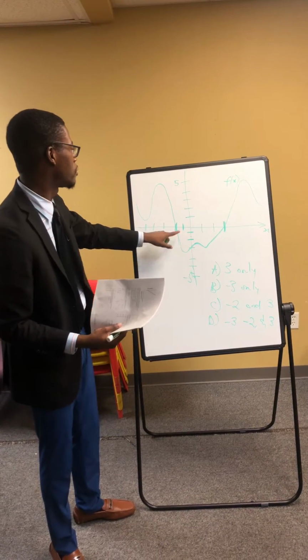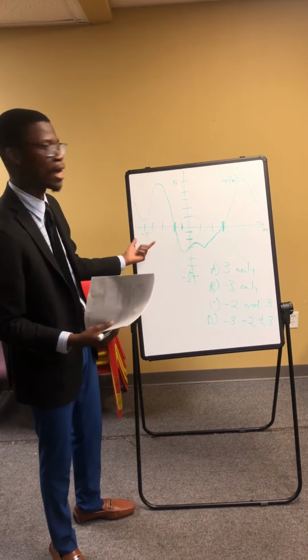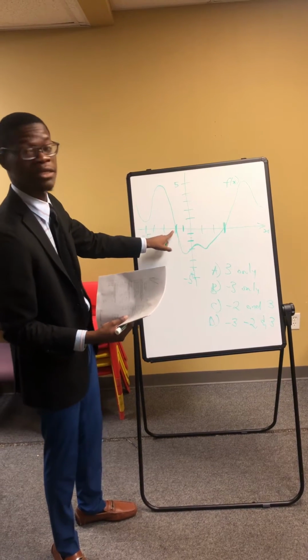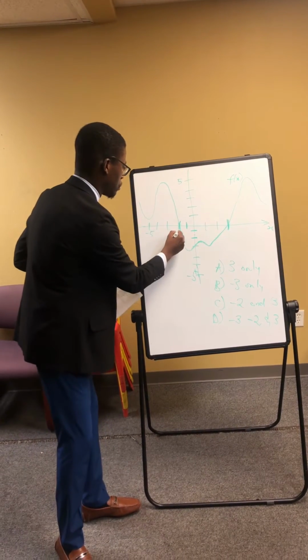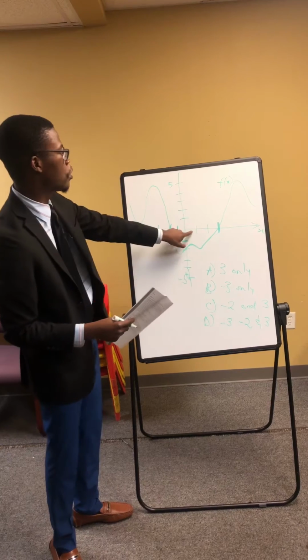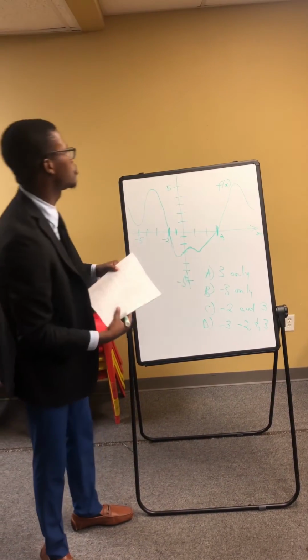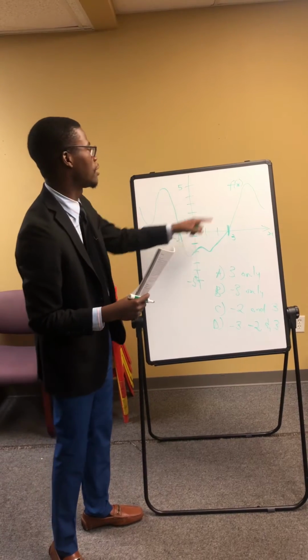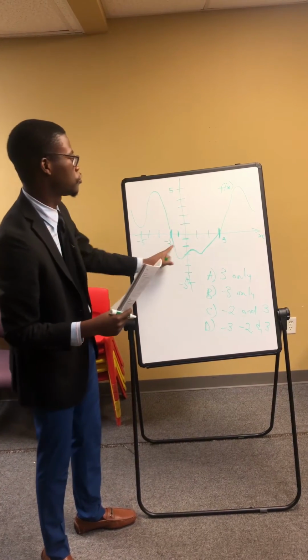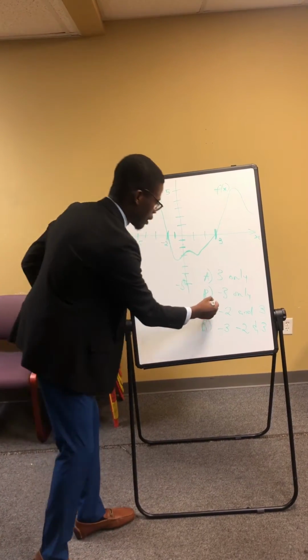And what are these points? If you look, this is on the negative side, so this is -1, this is -2, and on here this is 1, 2, 3. So this is 3. So the values of x when f of x is 0 are -2 and 3, and that's this answer.